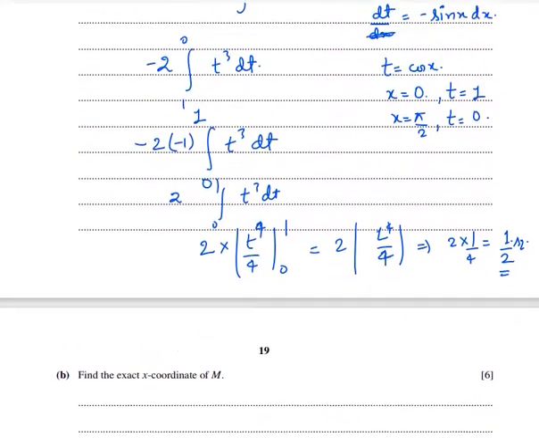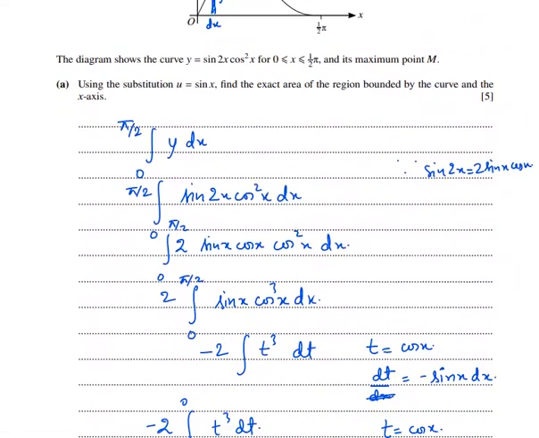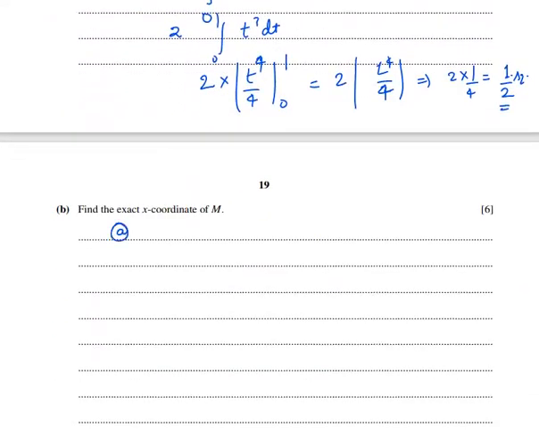So maximum point means what? At this point the slope is 0. Dy by dx is 0. So we have to find the coordinate of M. At M, dy by dx equals 0. So what is dy by dx? y equals sine 2x into cos square x.